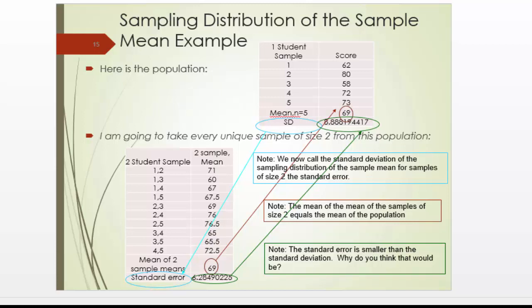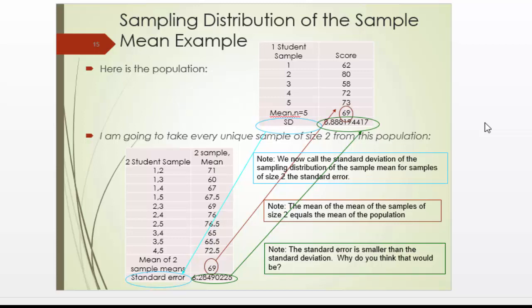I'm going to take an example of test scores, which are noted to be normally distributed. And I've got a population of size 5. I take that population of size 5, and for each student, I take their grades, add them up, divide by 5 to get the mean, and then I take their standard deviation, which ended up being 8.888194417. It probably goes on and on and on. So it has a standard deviation of about 8.9.